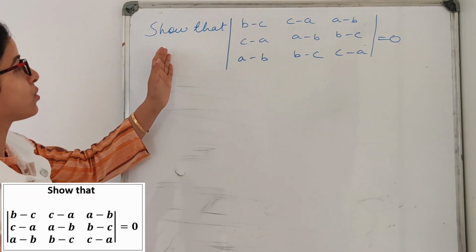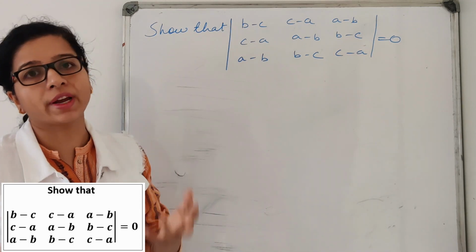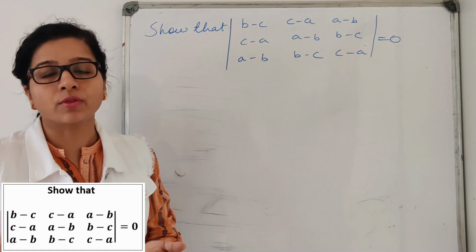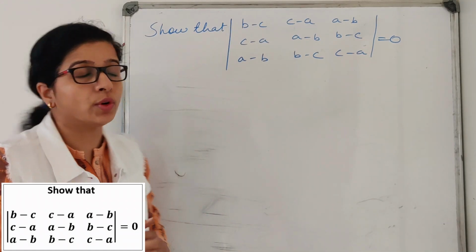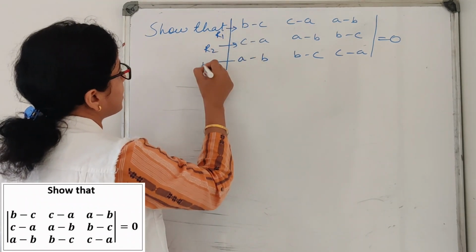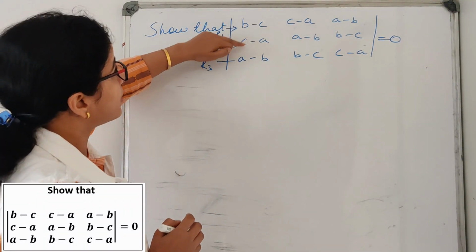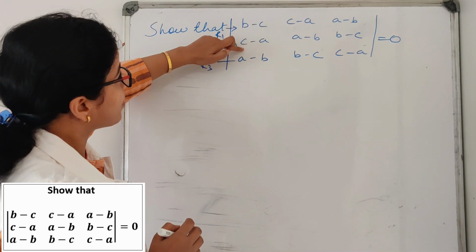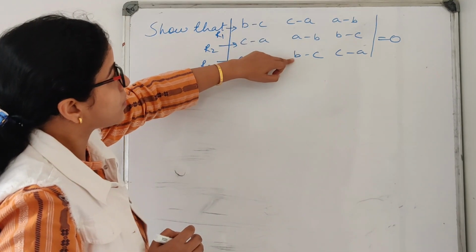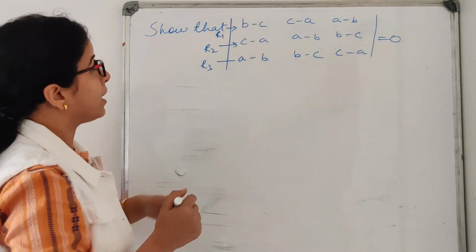Now see, this is the next question. Show that the determinant is equal to 0. What were the properties for getting a determinant as 0? Either two rows or columns are equal, or all the elements of one of the column or row are 0. This is R1, this is R2 and this is R3. Adding the rows means the corresponding elements will be added. So b minus c plus c minus a plus a minus b. Similarly c minus a plus a minus b plus b minus c. Similarly a minus b plus b minus c plus c minus a.